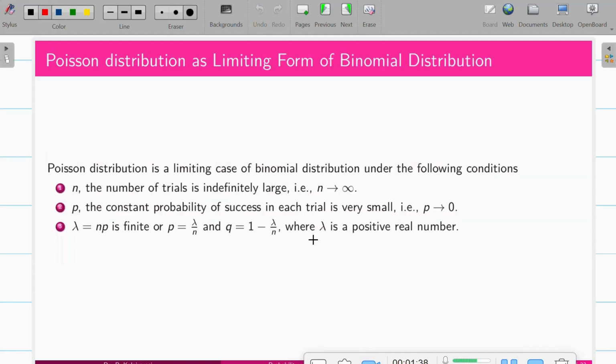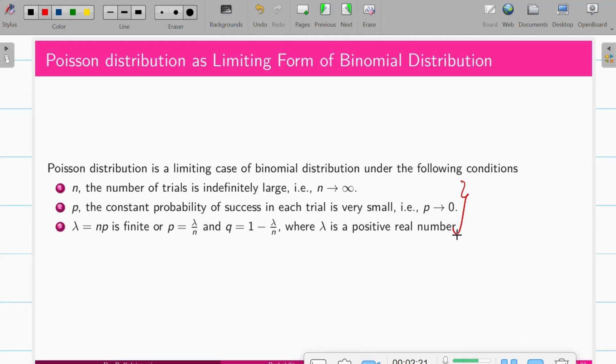And this Poisson distribution is a limiting case of a binomial distribution, which is when the number of trials is indefinitely large. The Poisson distribution is a limiting case of a binomial distribution under the following conditions. First, the number of trials n is indefinitely large, and p, the constant probability of success in each trial, is very small, that is p tending to 0. And the mean lambda equal to np is finite. So your p is lambda by n and q is 1 minus lambda by n, where lambda is a positive real number. So these points can be noted down for your MCQ purpose.